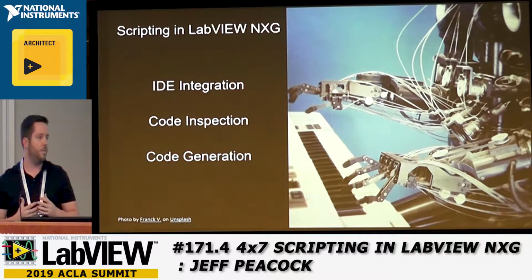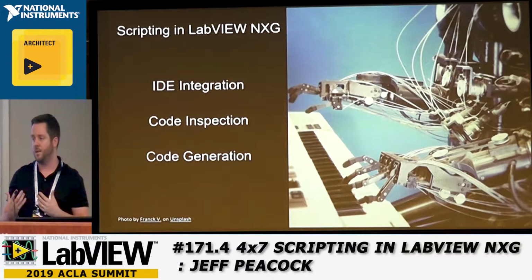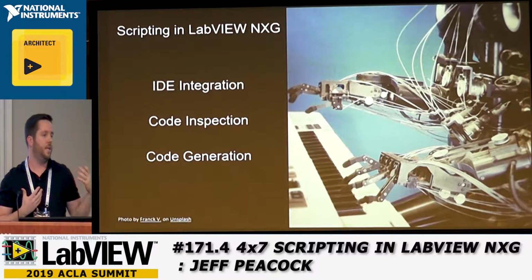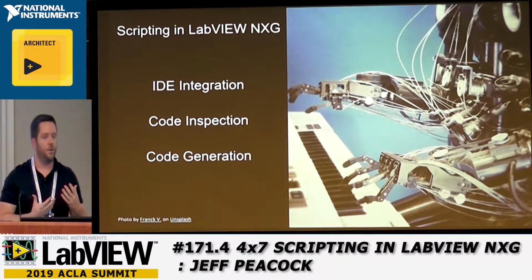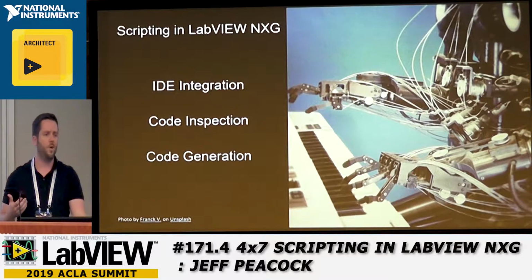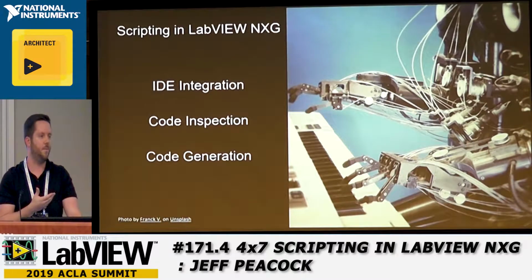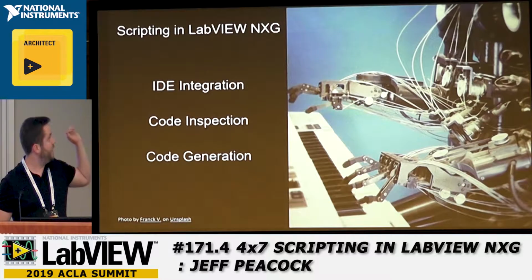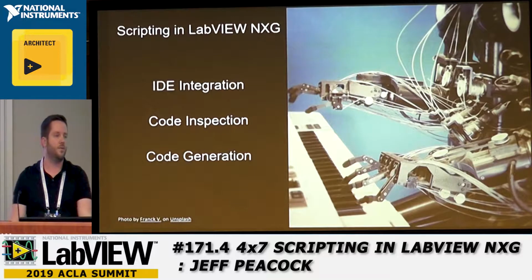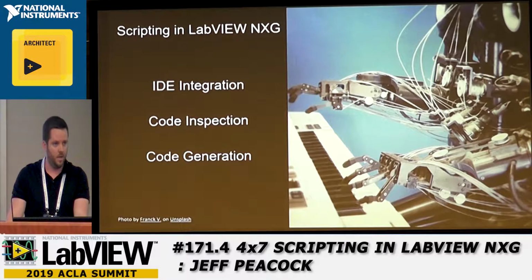These three things are pretty tightly correlated. So code generation works best when you also have code inspection. Oftentimes you're not going to be generating from scratch, you're going to be operating on a VI that already exists, or you're going to be using a template and swapping out particular nodes. And both of them work better when IDE integration is already in place, so you have the hooks to make these things more usable. Conveniently, this is also the order that we're going to try and deliver these in NXG.